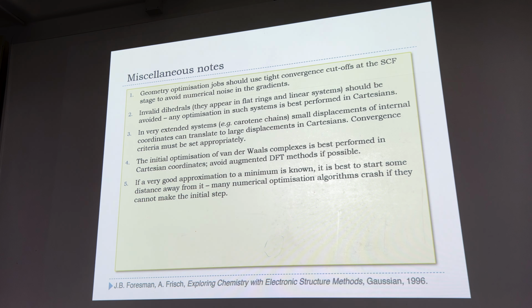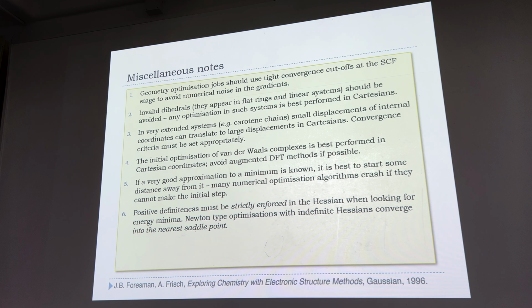Positive definiteness, of course, if you're looking for the minimum and the calculation is something very consequential and important, always run the Hessian and check that it is positive definite. If you start too far from the minimum and too close to some stationary point, as you saw in one of the previous slides, the algorithms will cheekily converge into that stationary point that might not actually be the energy minimum you're looking for.